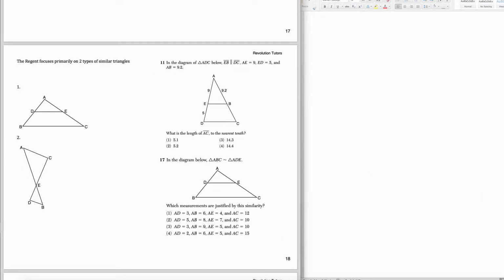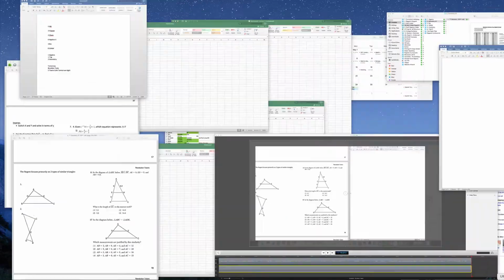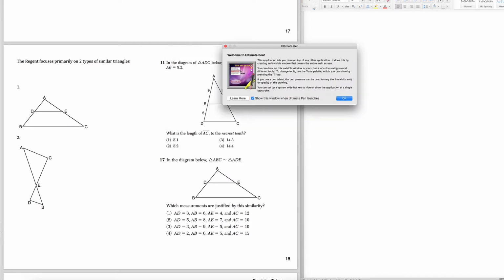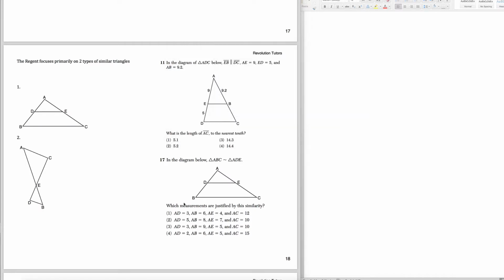So a couple of things on this one though that could be tricky. Oh, yeah, I got it to undo. It just disappears the toolbar, and I need the toolbar. The pen, right there.